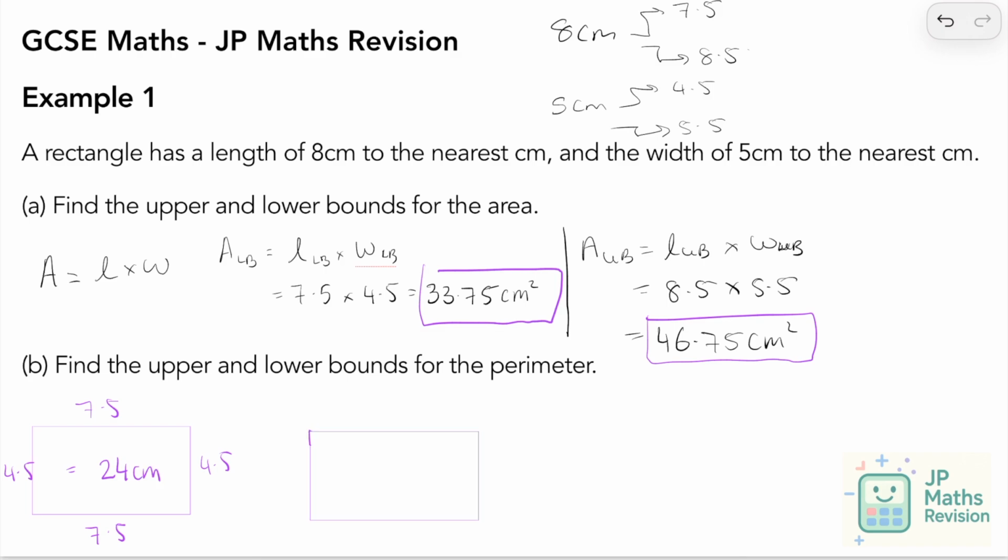So now if I want to find the upper bounds, I'm going to use all of the larger numbers. So in this case, I'm doing 8.5, 5.5, 8.5 again, and 5.5 again. So if I do 8.5 plus 8.5, that's 17, and 17 plus 11 is 28. So the perimeter of this one is going to be 28 centimetres. So that tells us that the upper bound for the perimeter is 28, and the lower bound for the perimeter is 24.